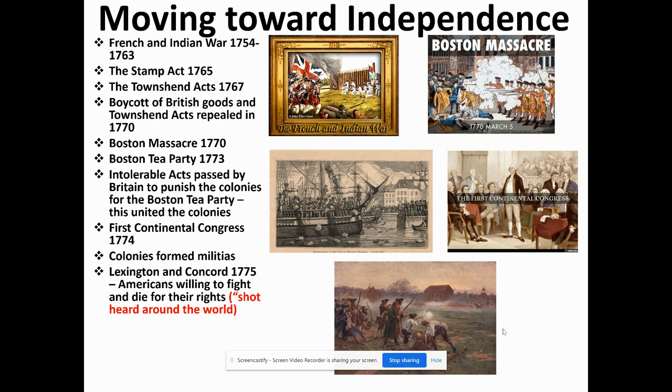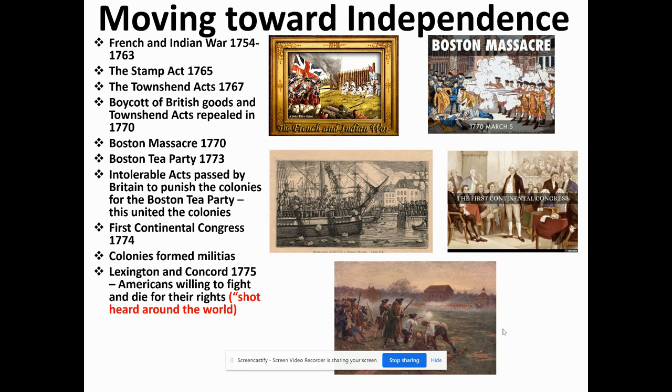So the colonists begin to boycott British goods. Remember, a boycott just means that you are going to refuse to buy something from a certain group or company. So we're going to boycott British goods, which means we're going to stop buying goods that were made in Great Britain. If that's a British pair of shoes, we're not going to buy it. Because of the boycott, the Townshend Acts are repealed in 1770. But the colonists are still upset because other taxes are still in place.